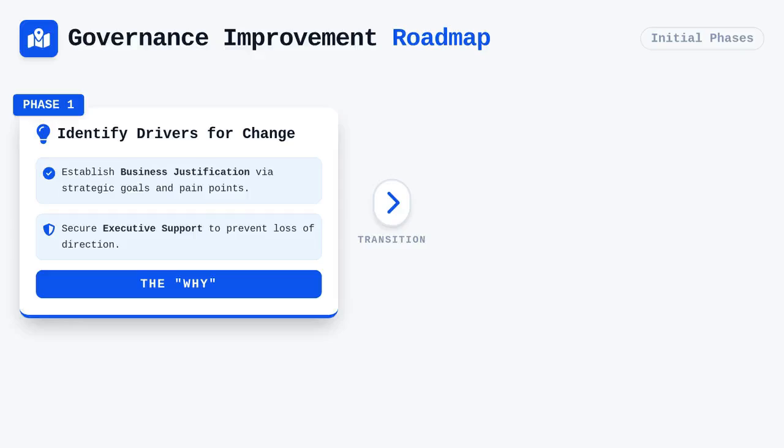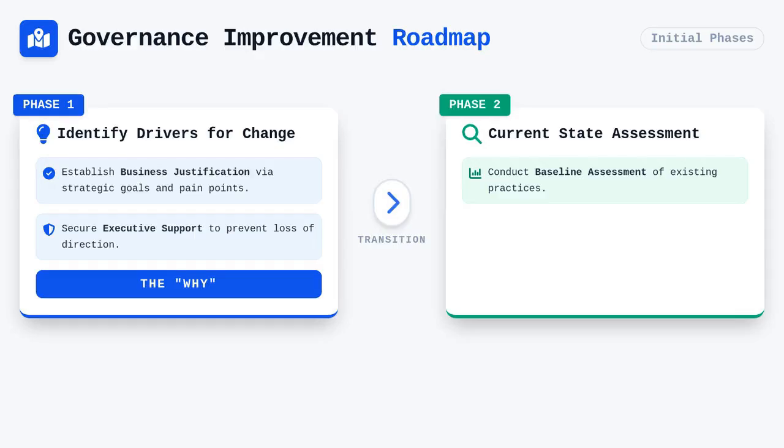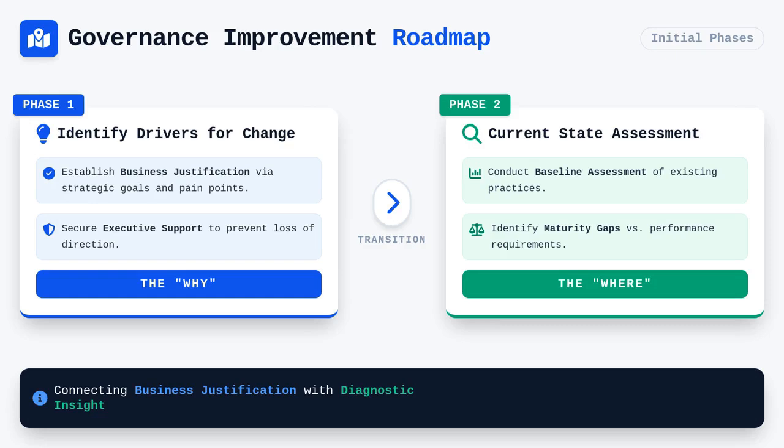Once the drivers are established, we move into Phase 2, which asks where we are now. This involves conducting a baseline assessment of the current state of governance and management practices. Assessing the existing maturity level helps identify gaps between current capabilities and performance requirements. This diagnostic insight is vital for defining realistic expectations for improvement, as it prevents the organization from attempting to reach an ideal state without first understanding its current operational reality.